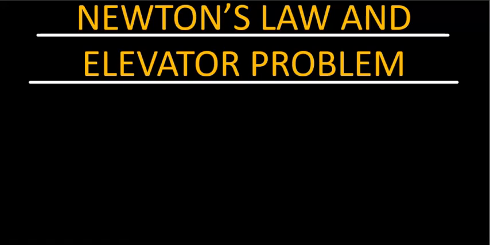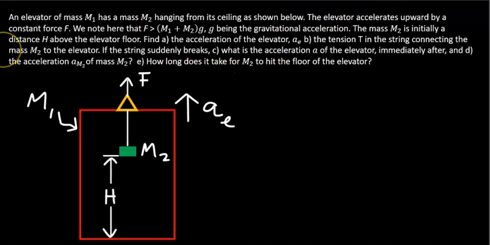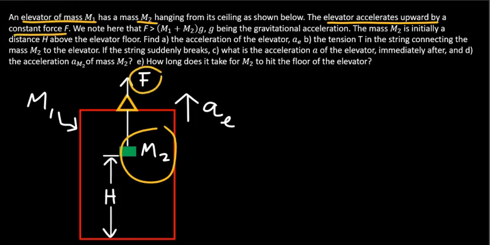In today's video, we will see how to use Newton's second law to solve an elevator problem. Here is a problem. An elevator of mass m1 has a mass m2 hanging from its ceiling. The elevator accelerates upward by a constant force, capital F.